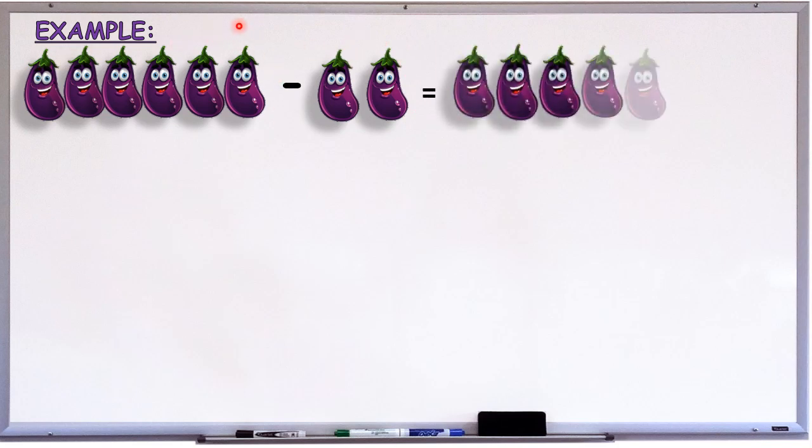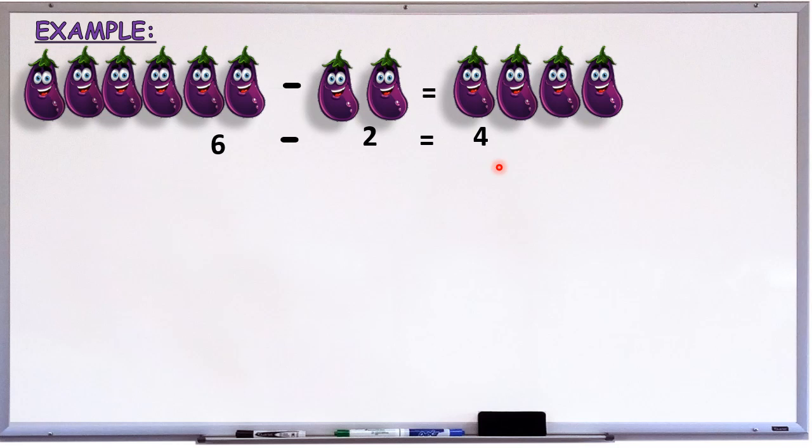So what I am going to do is I'll put a cross on 1 brinjal and a cross on 2 brinjals. Then I'll be taking these 2 brinjals away. Now how many brinjals are we having? 1, 2, 3, 4. That means we are left with 4 brinjals after subtracting 2 from 6 brinjals. In maths, we can say 6 minus 2 is equal to 4. 6 minus 2 is equal to 4 is our subtraction statement.